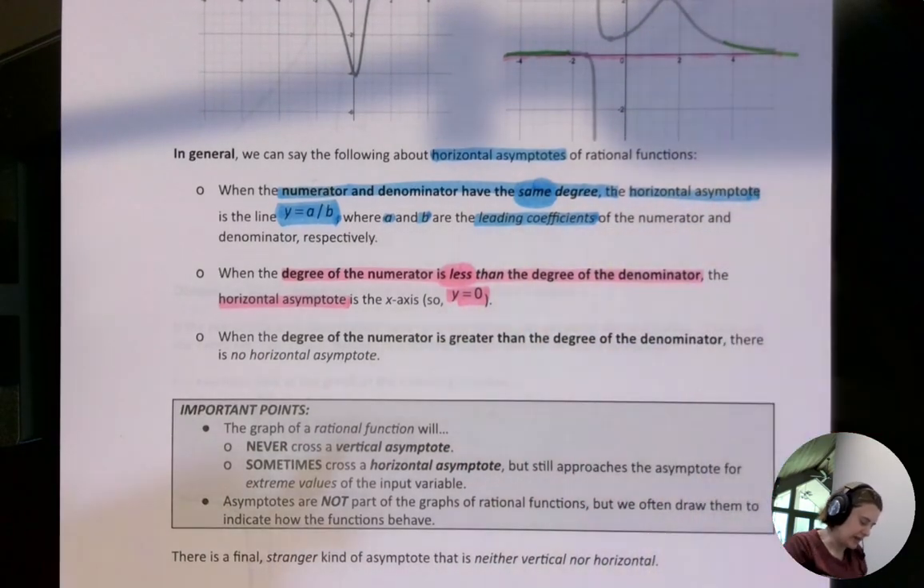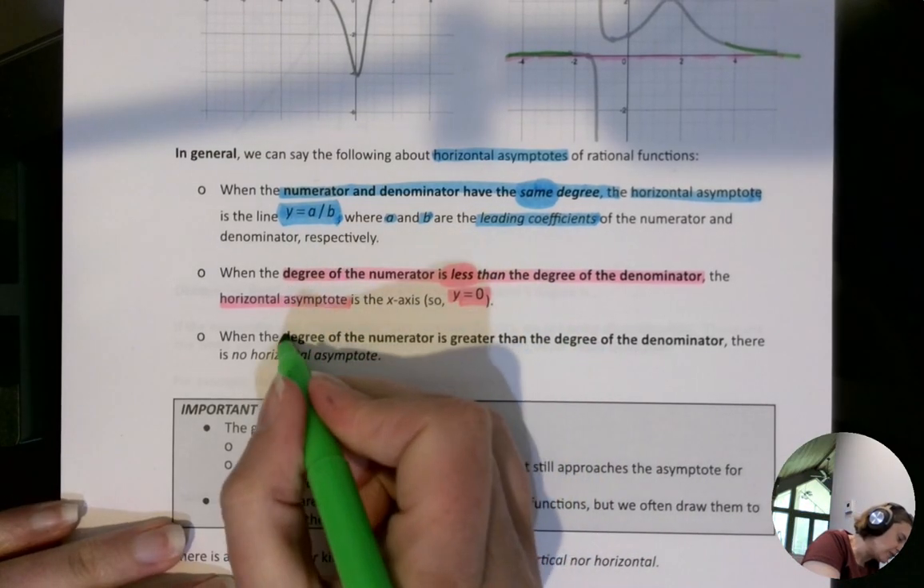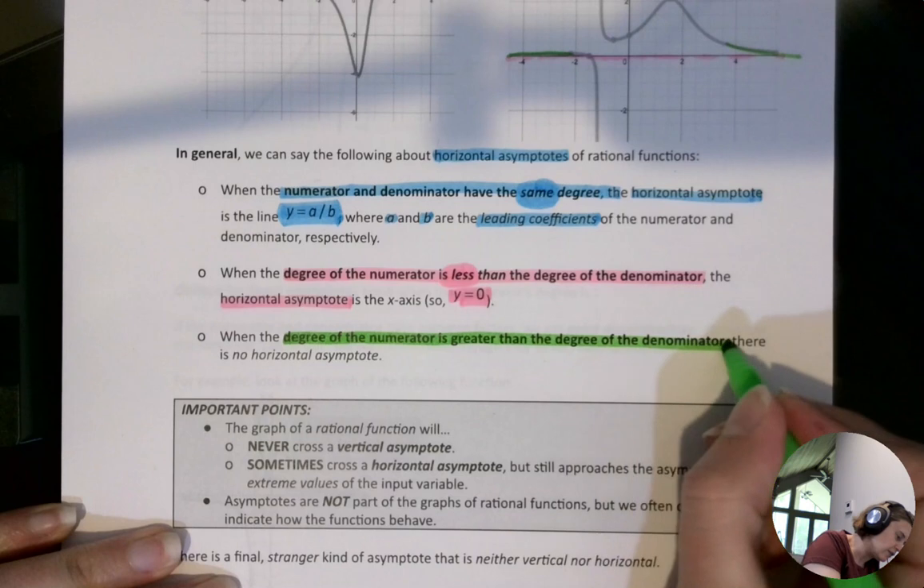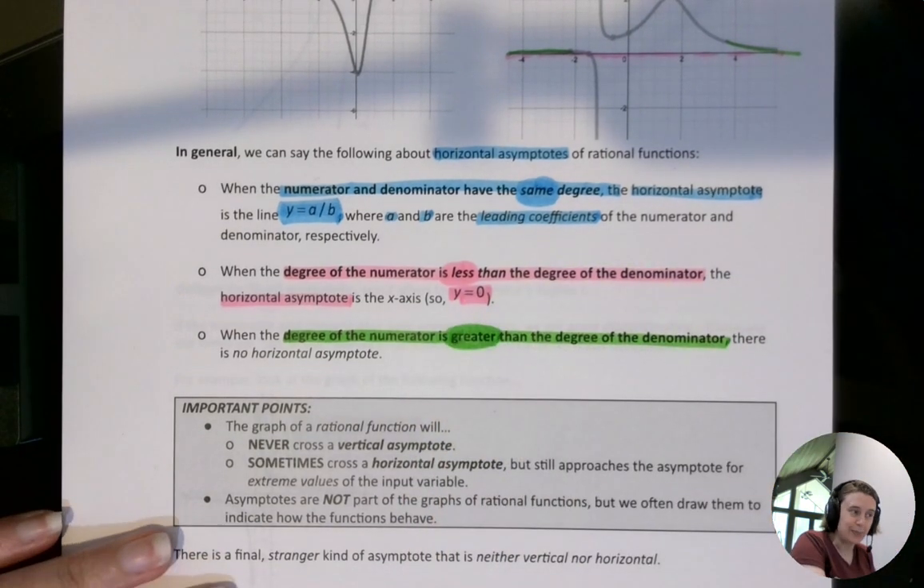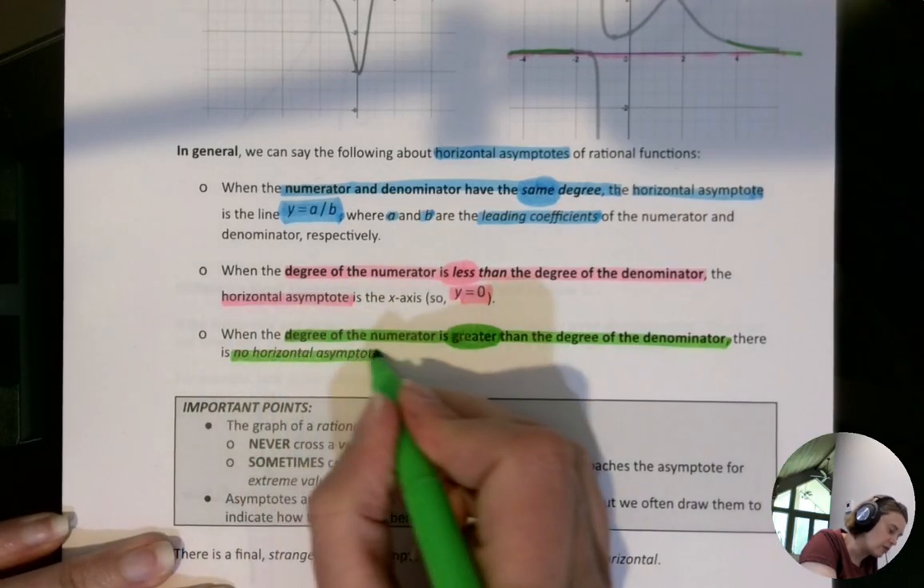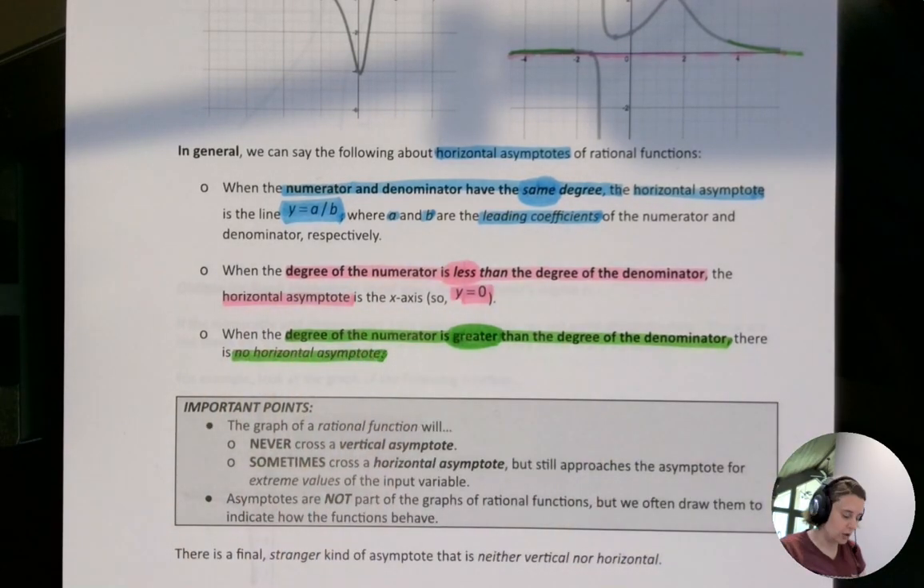The other case is if your degrees aren't equal and the degree of the numerator is not less, then you have the case where the degree of the numerator is greater than the degree of the denominator. And we didn't see an example of that yet because in this case there is no horizontal asymptote. You're only going to get a horizontal asymptote if the degrees are equal or the numerator has a lesser degree.